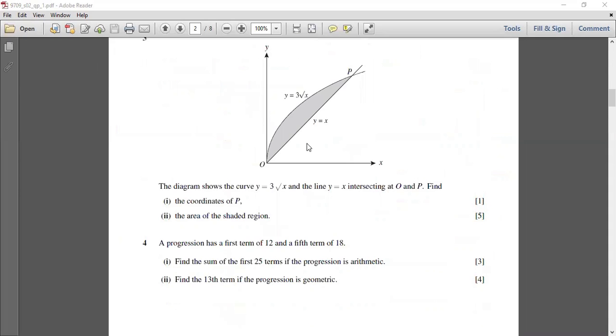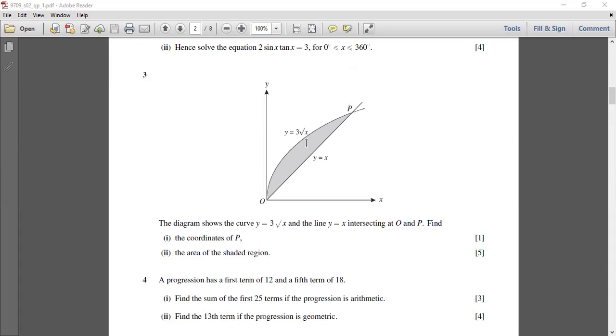All right, the diagram here shows the curve. What curve is this? They say the curve is y equals 3 root x, and the line is y equals x. These are real passes, by the way, intersecting at the points O and P. So find the coordinates of P and the area of the shaded region.